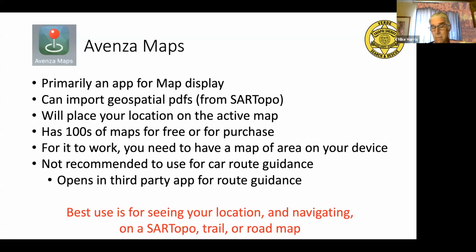Okay, Avenza. It's called Avenza Maps, and it's called Avenza Maps for a reason. It's primarily an app for map display. You can import the geotagged, the geospatial PDFs from Sartopo that the deputy or ICT sends. It will place your location on the active map. It has hundreds of maps for free or for purchase. But the key thing with Avenza is you have to have the map on your device. You can download it in the field if you have cell service and the data plan, but you've got to have it on your device first before it's useful.